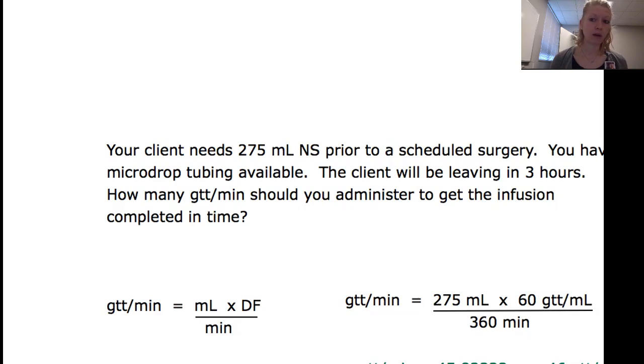Macro means big drop. And this type of tubing, you're just going to have to know from the problem or from the package how many drops is equal to 1 milliliter. It could be 40, it could be 20, it could be 15. So it's always going to need to be told to you what the size of the drop is. And that's how many drops is equal to 1 milliliter.